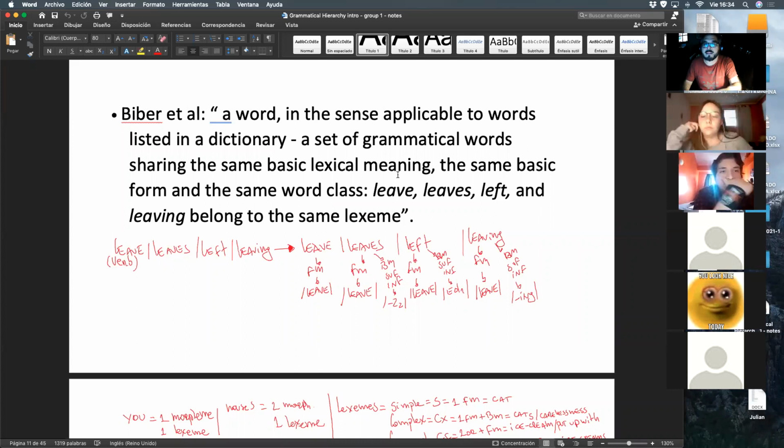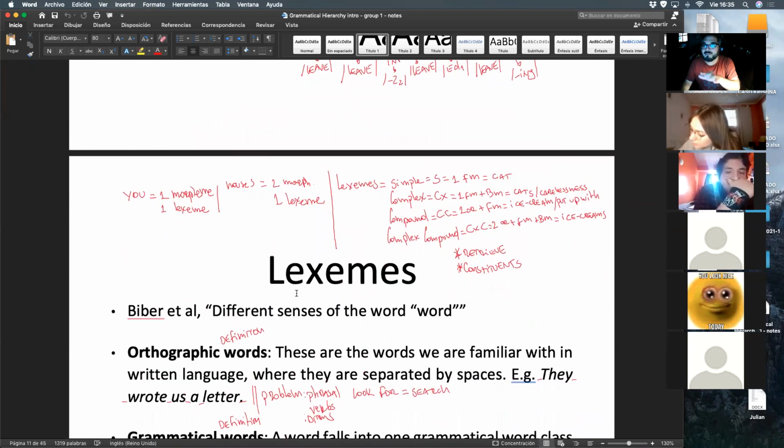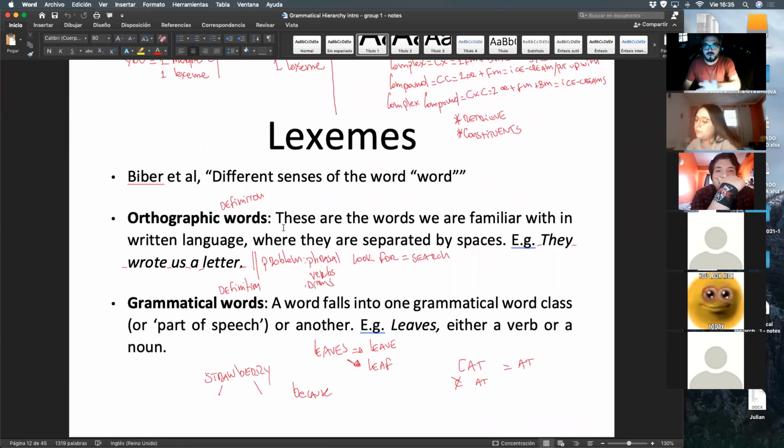And they also have the same basic lexical meaning. Leave is an action, leaves is an action, left is an action, leaving is an action. With that idea in mind, a lexeme would be, as a summary, something that we might call a word, right? In order to get to these points, we have different definitions, okay? So lexemes, Weber says that there are different senses for the word word, right? For the term word, you can understand it in different manners.